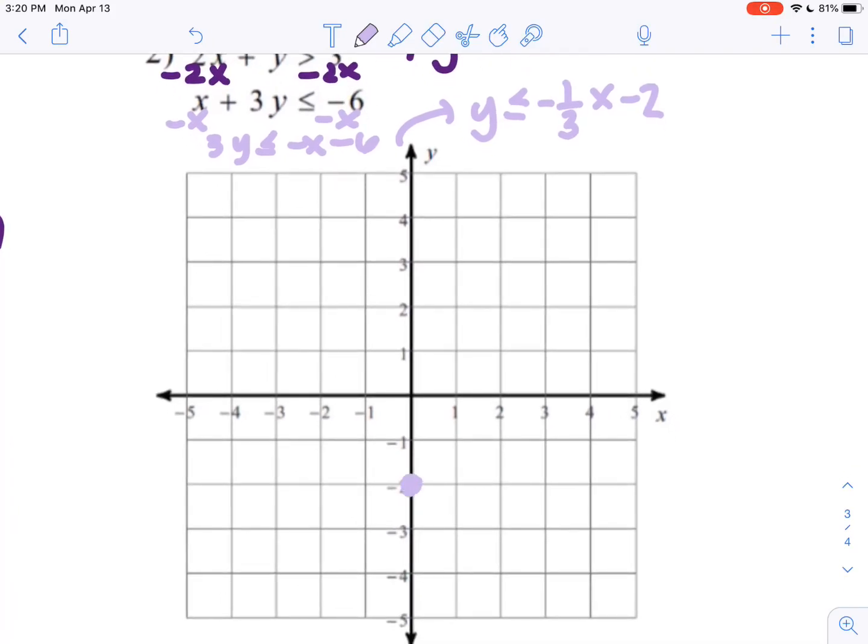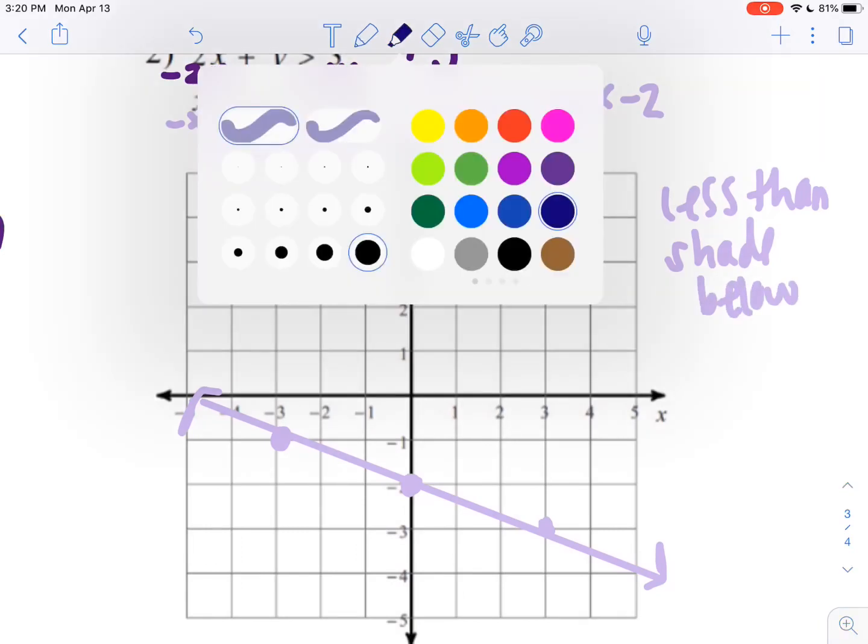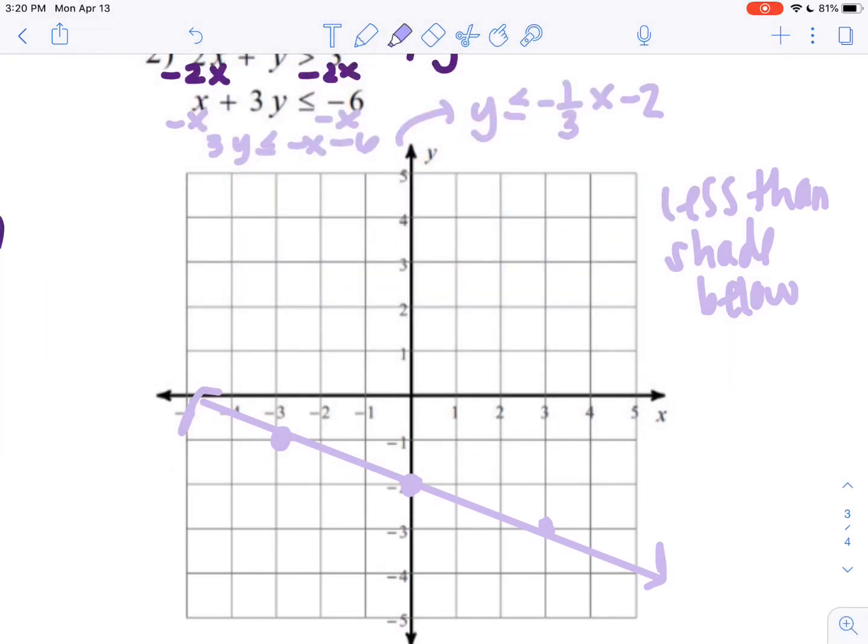Okay, so I'm going to graph the first line I'm going to graph in light purple. So I'm going to start at -2. My slope is -1 over 3, so I'm going to go up 1 to the left 3. Or I could go down 1 to the right 3. Okay, there's a line underneath. So this is going to be a solid line. And my symbol is less than. So you shade below. Okay, you're going to shade below the line. So let's do the same color. So I'm going to shade down here.